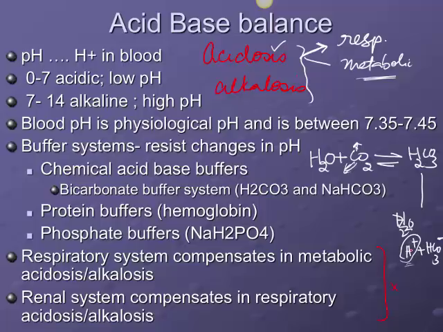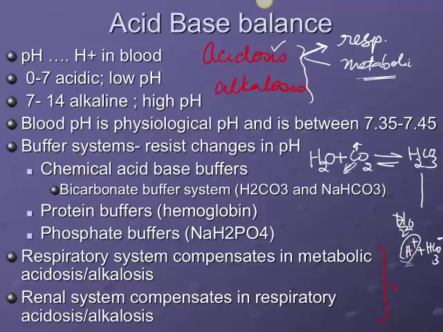And the kidneys, of course, take some time to do their job. They're not as fast as the respiratory system. So in any case of acidosis, the kidneys will get rid of hydrogen ions in the urine, okay? Let's look at a case of metabolic acidosis. Oh, I just did, sorry.